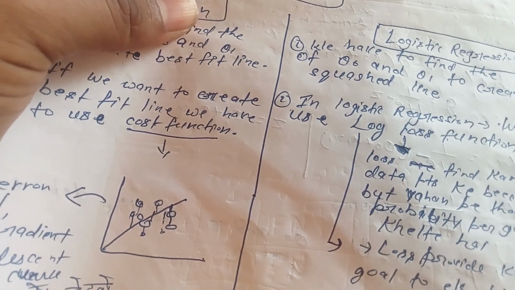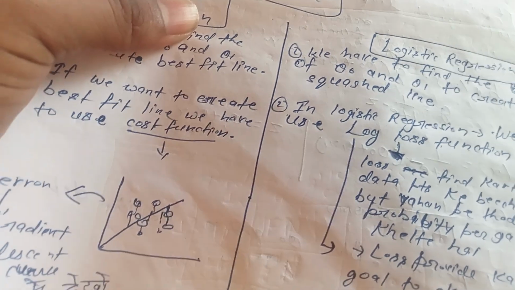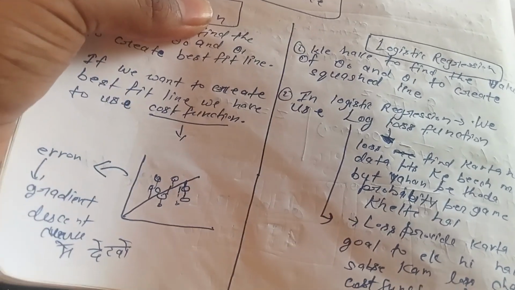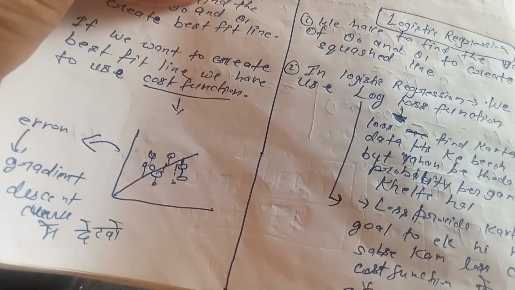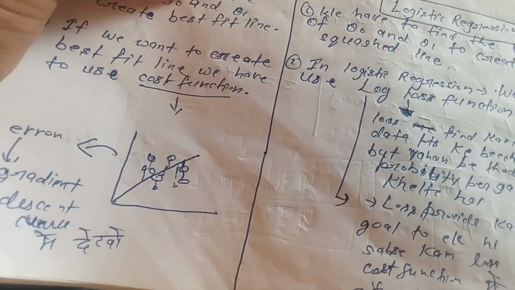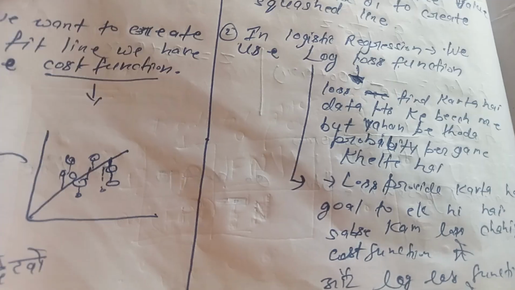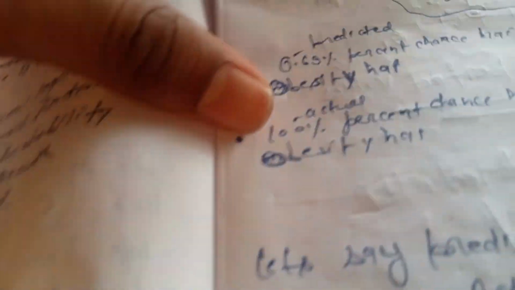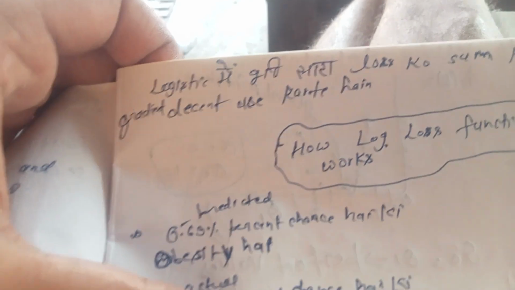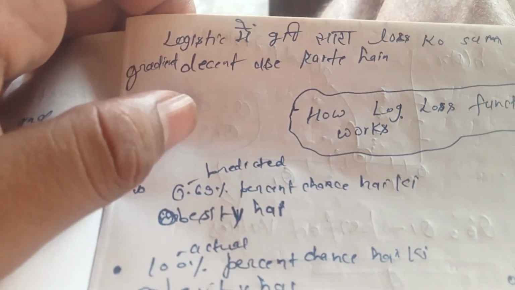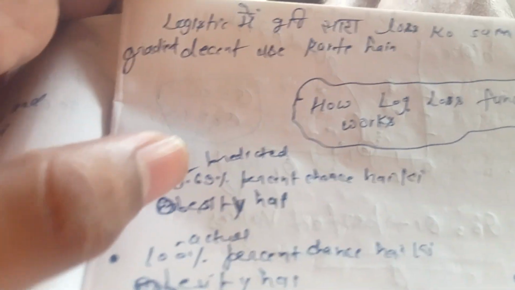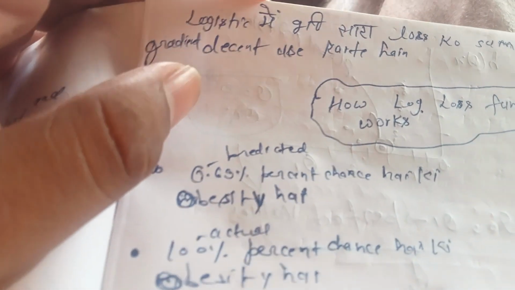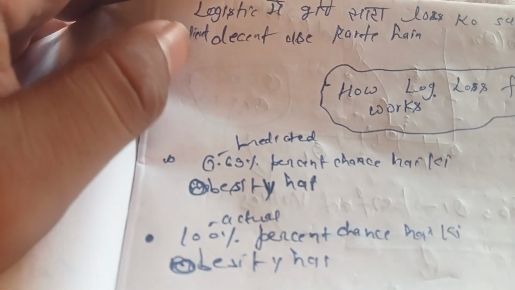लॉग लॉस फाइंड करता है डेटा पॉइंट्स के बीच में, बट यहाँ पे थोड़ा प्रोबेबिलिटी पर गेम खेलते हैं, एंड लॉस प्रोवाइड करता है। गोल तो एक ही है, सबसे कम लॉस चाहिए कॉस्ट फंक्शन में और लॉग लॉस फंक्शन में, दोनों में ही एक ही गोल है कि वी हैव टू फाइंड द बेस्ट वैल्यू ऑफ थीटा 0 एंड थीटा 1। एंड एरर ग्रेडियंट डिसेंट कर्व में देखो। ओके, एंड लॉजिस्टिक में भी सारा लॉस को सम करके ग्रेडियंट डिसेंट यूज करो। हाउ लॉजिस्टिक लॉग लॉस फंक्शन और बाइनरी क्रॉस एंट्रोपी, we can call it log loss function or binary cross entropy, anything we can call it.